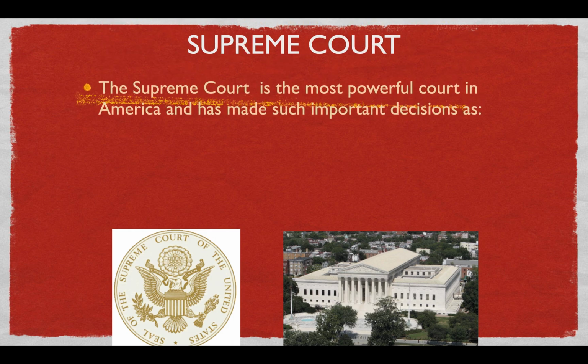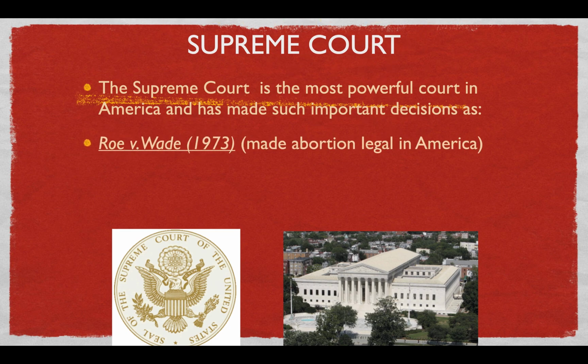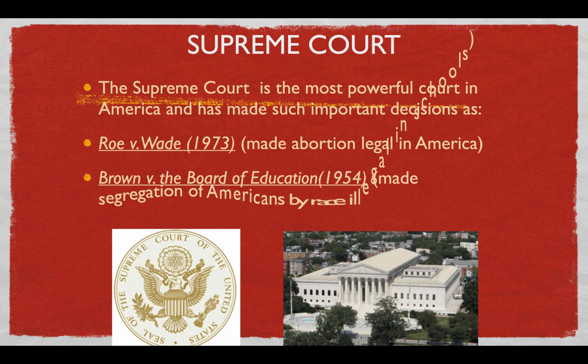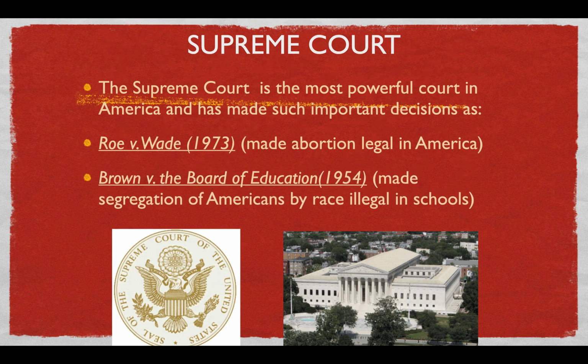The Supreme Court is the most powerful court in America and has made such important decisions as Roe versus Wade, which we've talked about, which made abortion legal in 1973. So Roe versus Wade is precedent. It is a case that is really hard to overturn. However, there's a lot of controversy now because there are more conservative judges on the Supreme Court than liberal judges. So the question is, would they actually overturn Roe versus Wade? And we'll talk about that as an actual example in court.